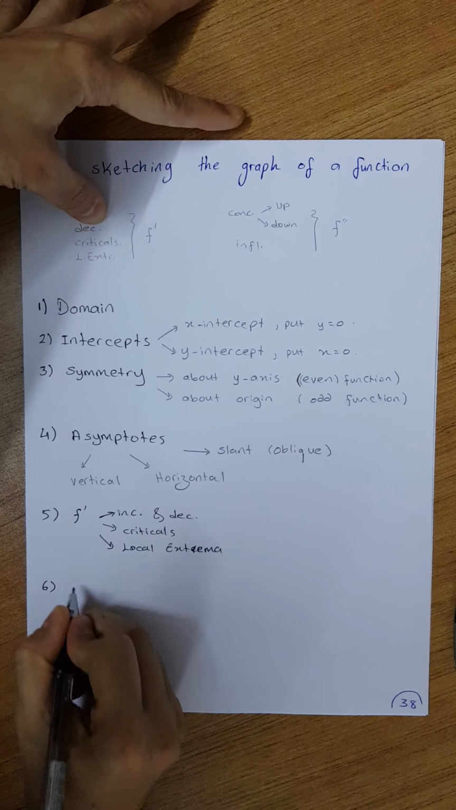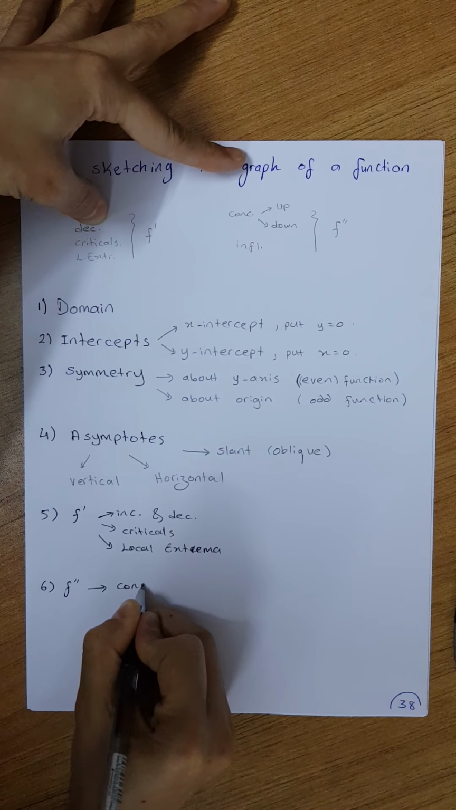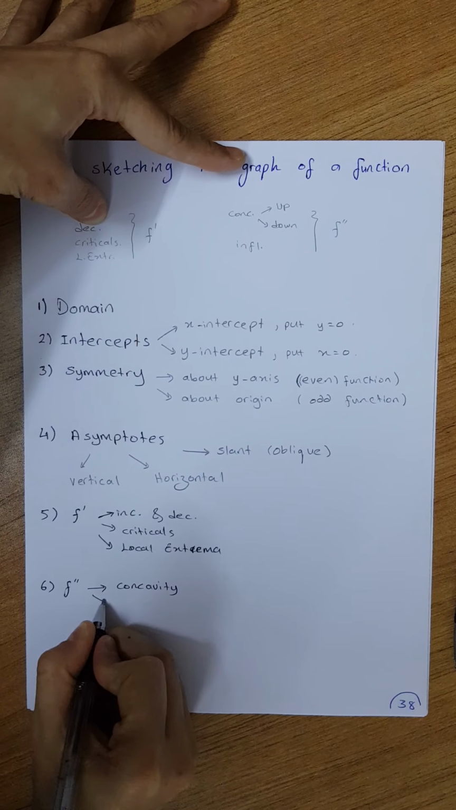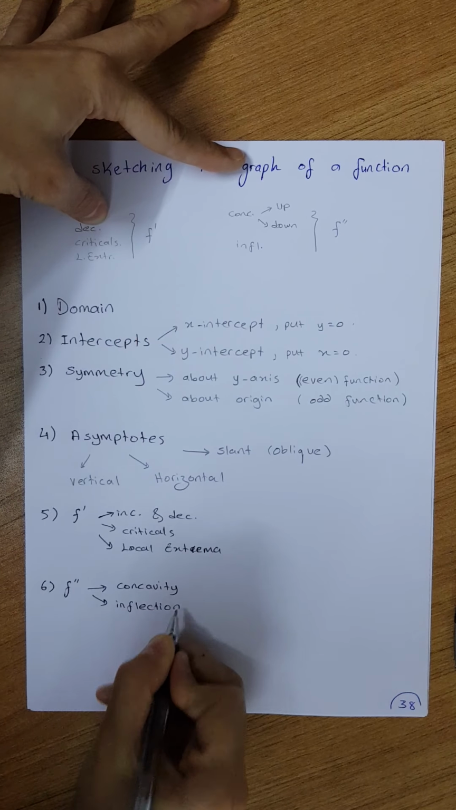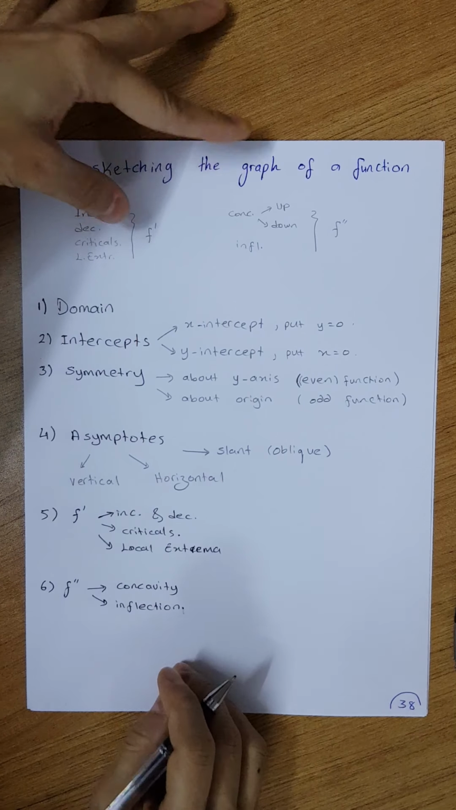And then we are finding the second derivative of the function to check whether the function is concave up or down. That means we are finding concavity and inflection points. Okay, inflection points.